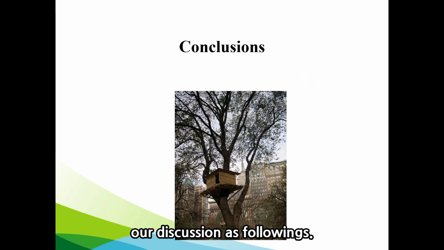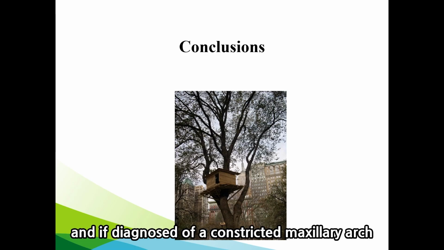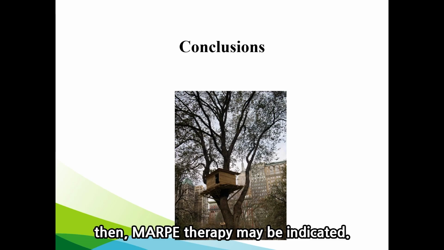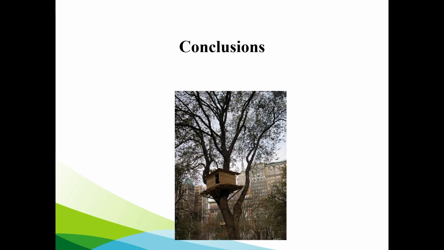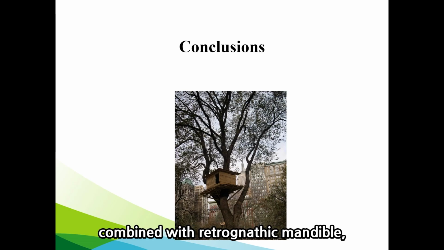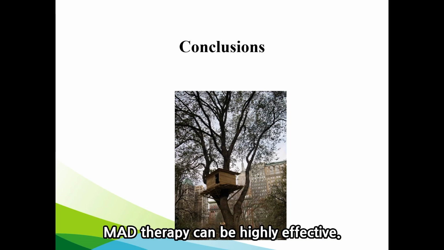I'd like to conclude our discussions with the following. Number one, if an adult OSA patient is in need of orthodontic treatment at the same time, and is diagnosed with a constricted maxillary arch with a skeletal transverse discrepancy, then MARPE therapy may be indicated. Number two, for an adult OSA patient with skeletal class 2 combined with a retrognathic mandible, or even with a skeletal class 1 relationship, MAD therapy can be highly effective.